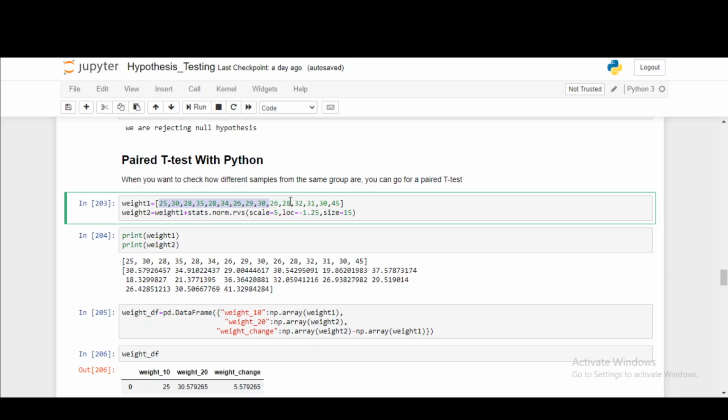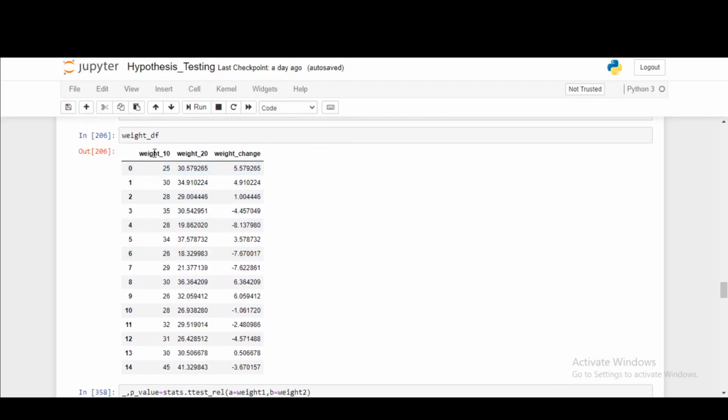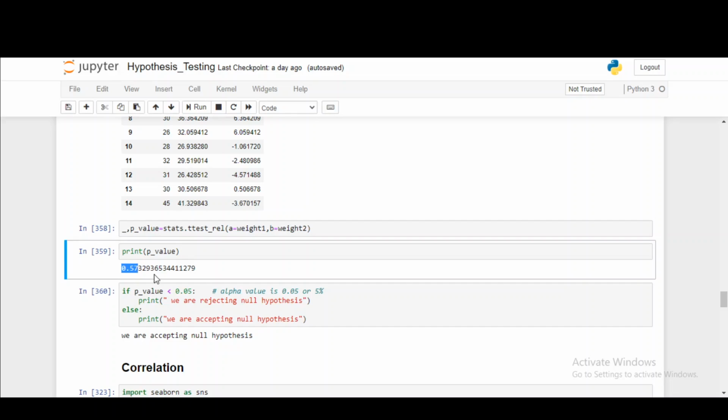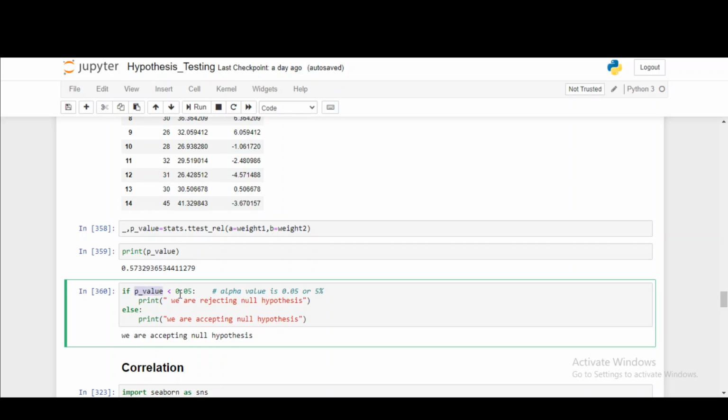So this is the random sample that I have taken. I've created a data set, and in that I've just normalized the values in weight 2. Now I'm creating two columns, weight 10 and weight 20, and checking the weight change here, and then I'm taking the t-test. In that t-test my p value is coming 0.57, which is greater than 0.05. So the condition that p value is less than 0.05 is false, so it will come to the else part and print we are accepting the null hypothesis.